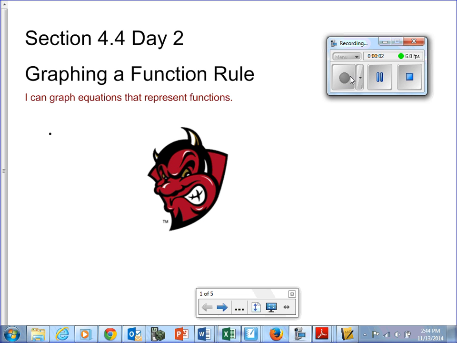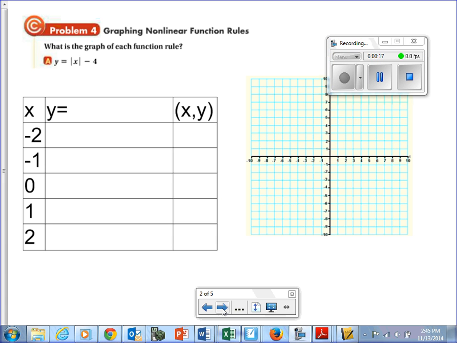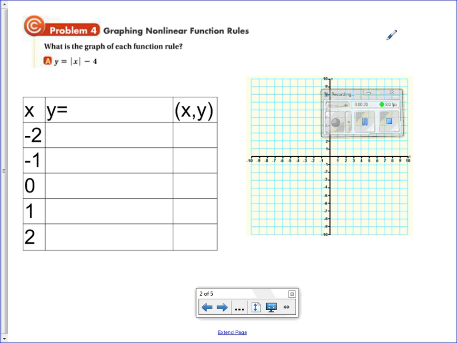Okay, this video is simply the second day of section 4.4, which is graphing a function rule. So today we are going to graph some more, and I can graph equations that represent functions. So today we're going to look at some nonlinear functions. If we take a look at this first one, we're going to make the t-charts the same way that we have been doing. So on the first one, it says y equals the absolute value of x minus 4.